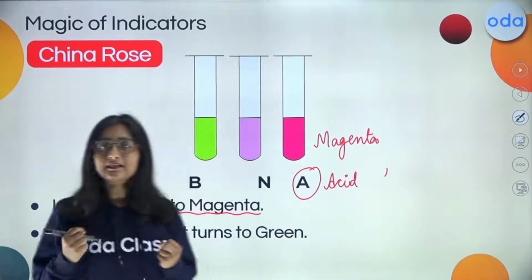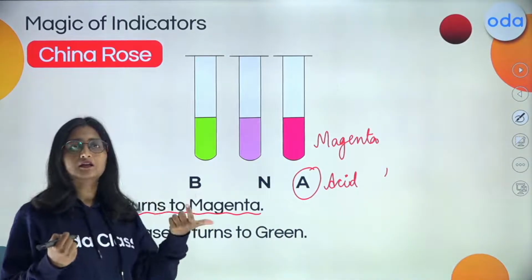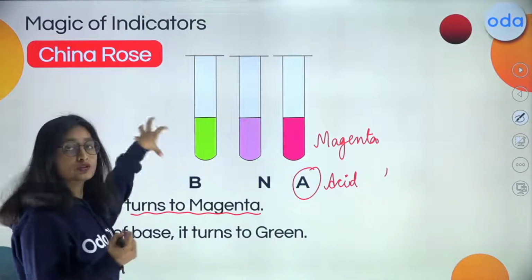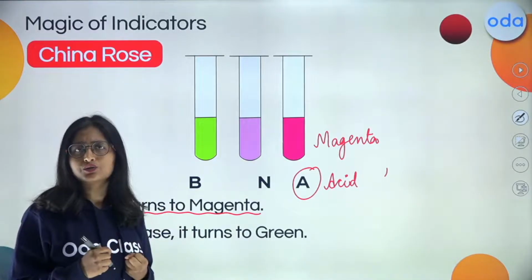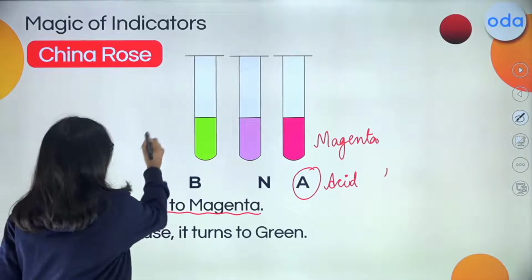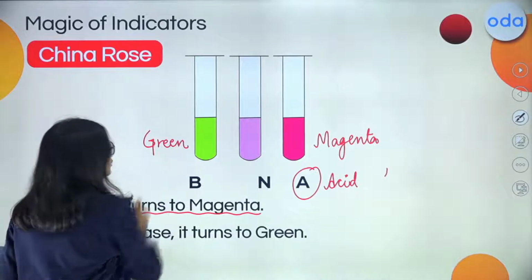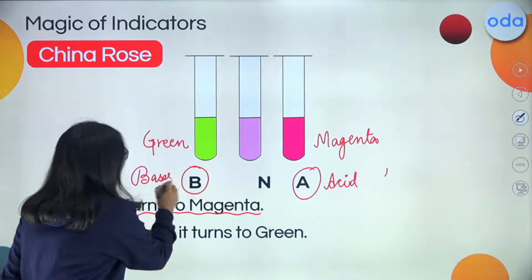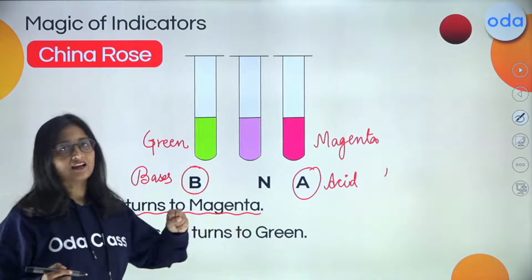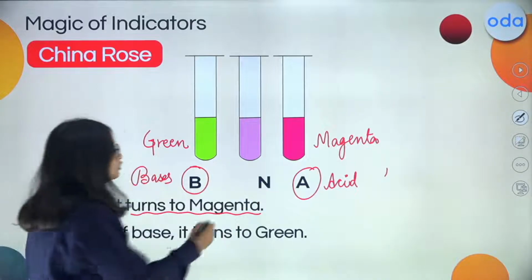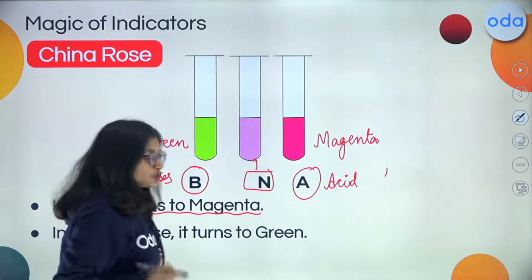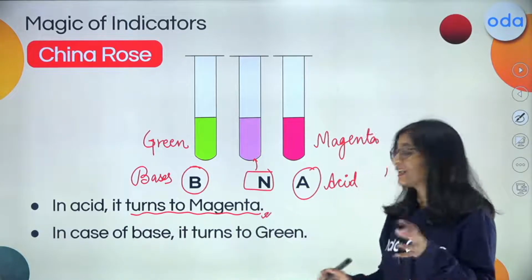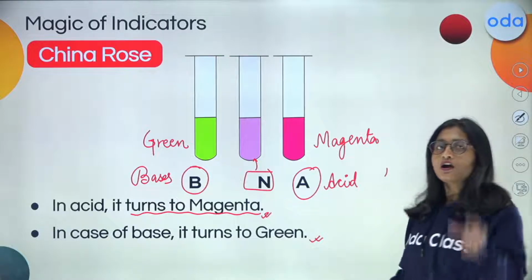Now, when we talk about the basic solution, suppose I say basic solution, you might think of soap solution, shampoo solution. In that case, when you add those solutions into the China rose solution, it is going to turn green in color. It would be green in color in case of the bases. And as said, the China rose solution is light pink in color, so in neutral, it will remain light pink in color. So you have got an idea that in case of the acid, it is going to turn into magenta, whereas in case of the bases, it is going to turn into a greenish color.